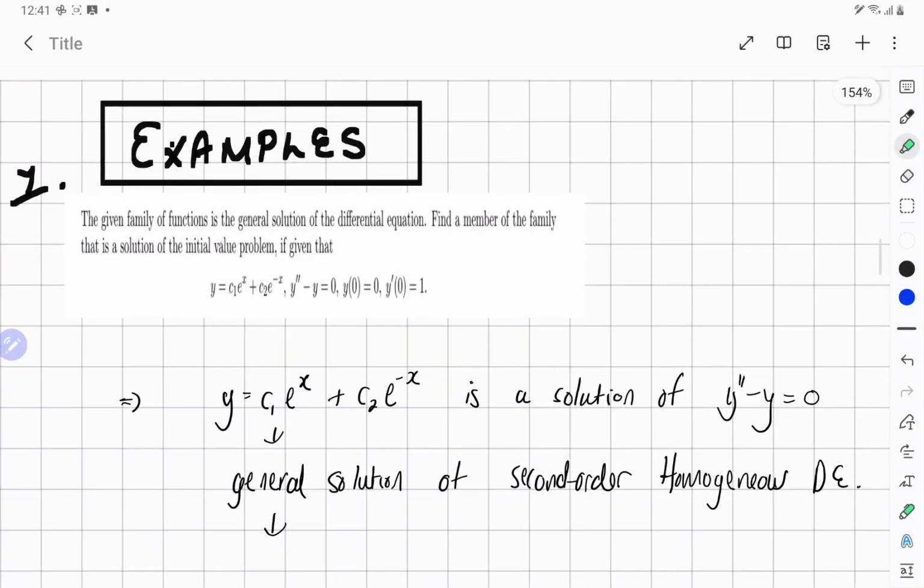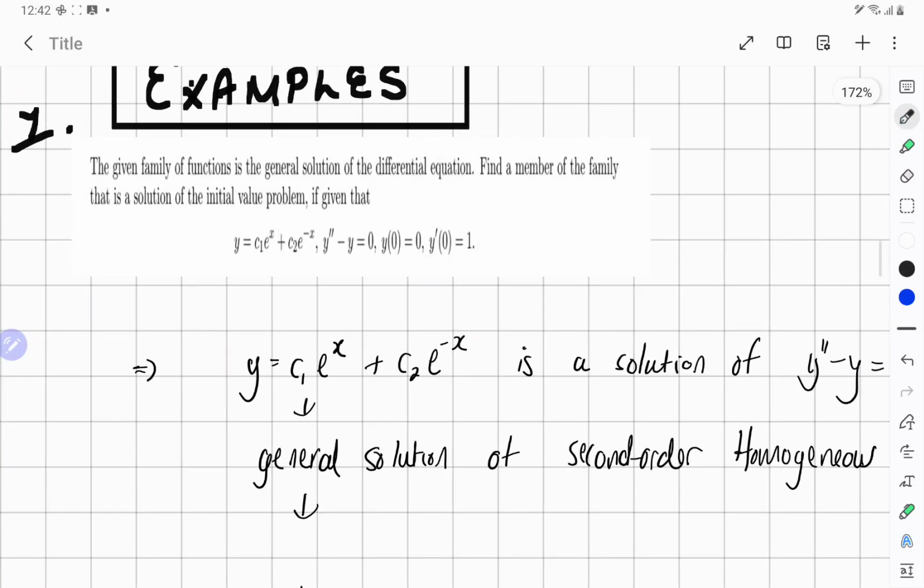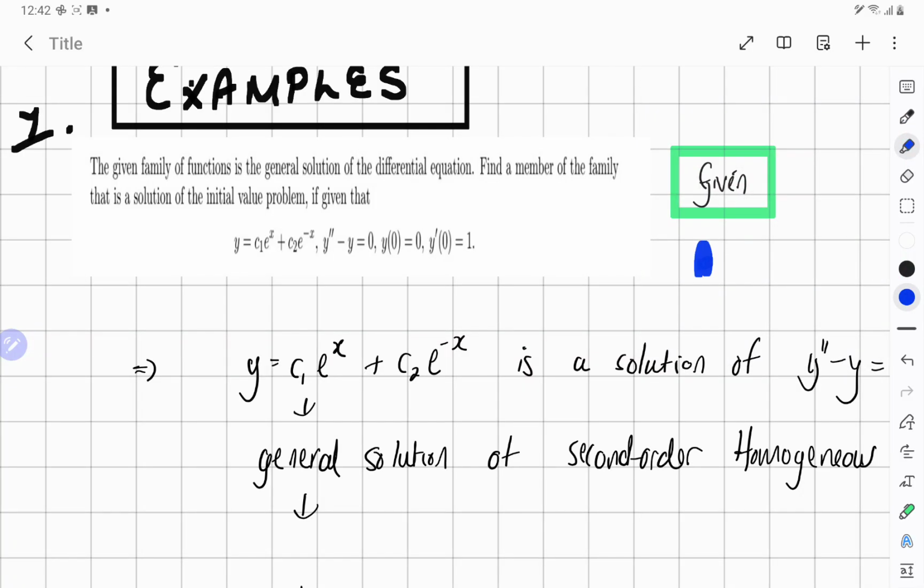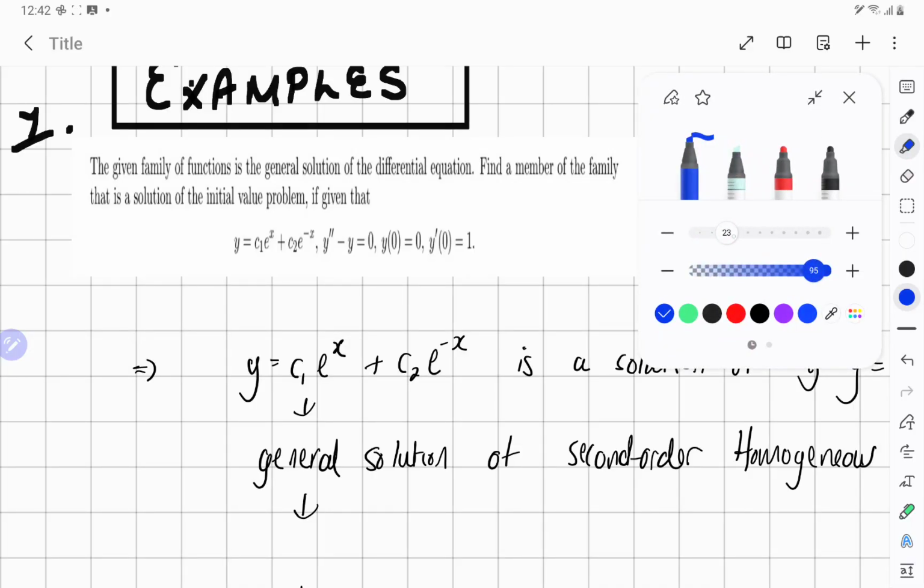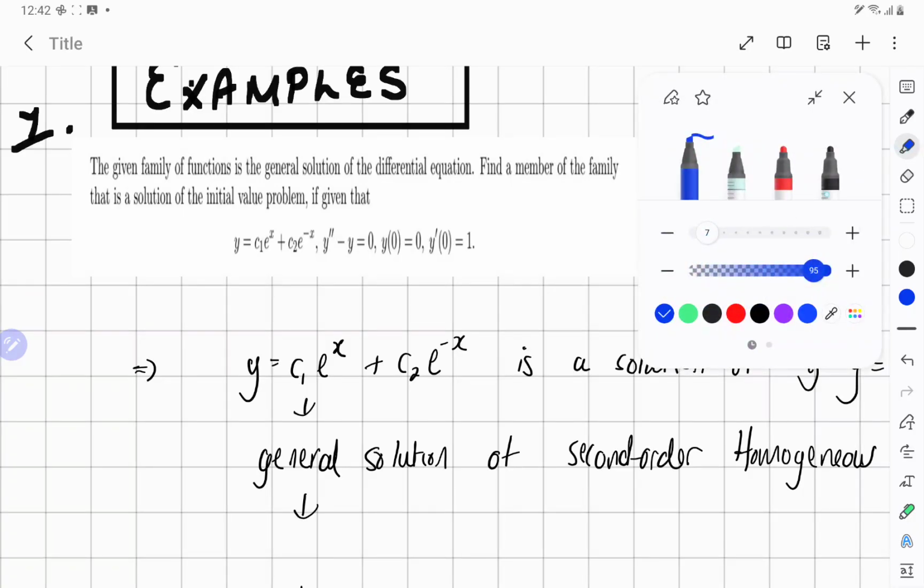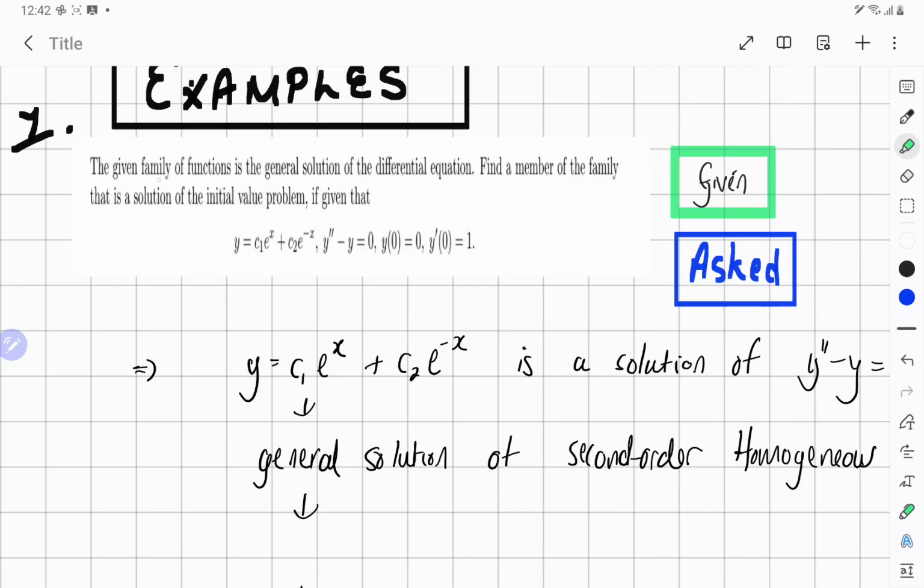Now let's start with our examples, the type of questions you can get in a test or exam. Remember in maths that what is given is very important. Always check what is given and always check what is asked. Those two are the most important concepts to remember for a question. Let's see what is given.